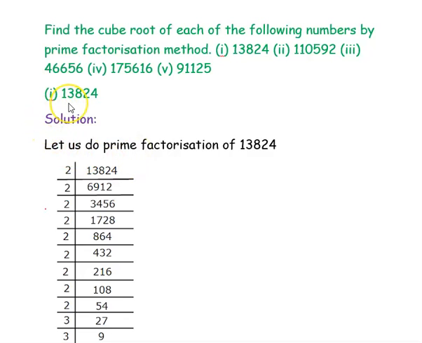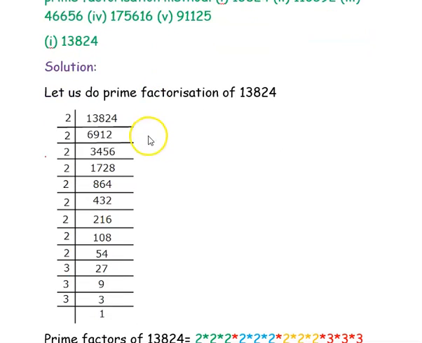The first number is 13,824. So, solution. We have to find the cube root by prime factorization method. Now let's do the prime factorization of 13,824. First we have to do it by the smallest prime number, that is 2. If you divide by 2, you will get 6,912.